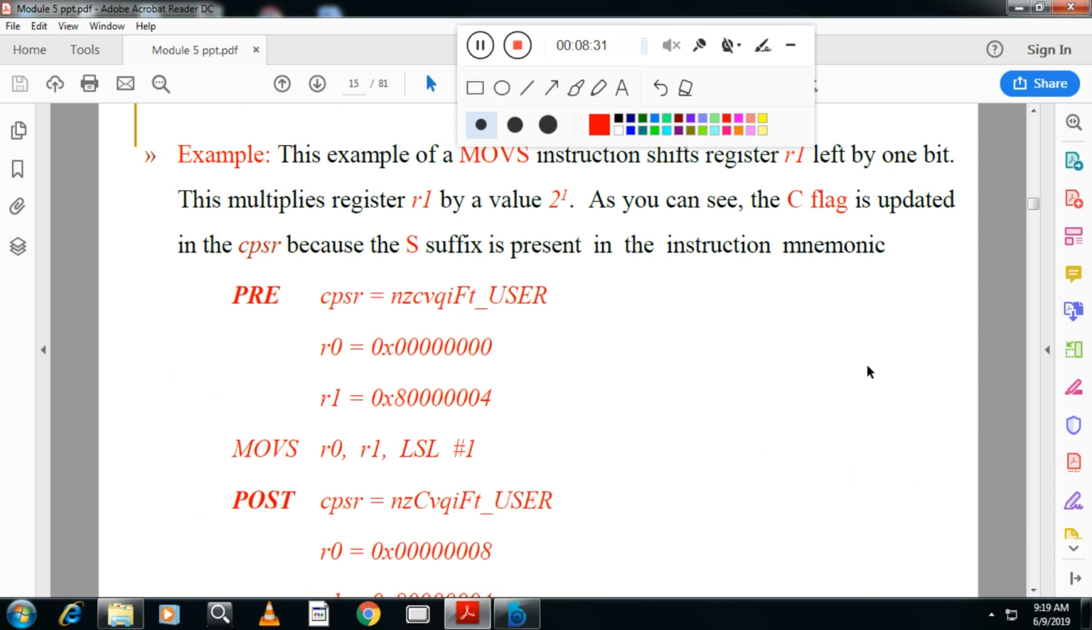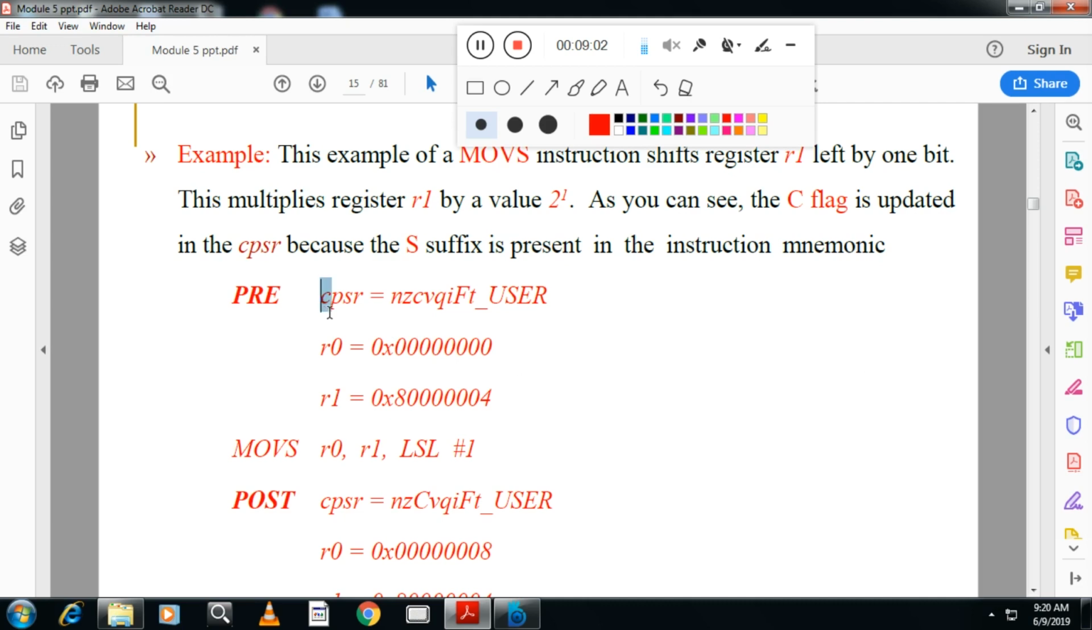Now we can use a move instruction with some conditional flags. Then yes, you need to attach the suffix S to the instruction, otherwise it will not update this flag register. So here you can see the condition.